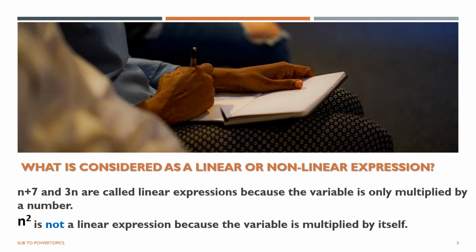By the activity that we did just now, we got n plus 7 and 3n. These two are considered linear expressions because the variable is only multiplied by a number. N squared, however, is not a linear expression because the variable is multiplied by itself.